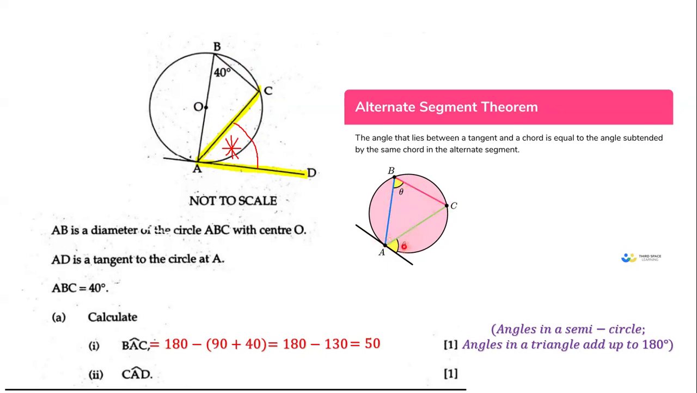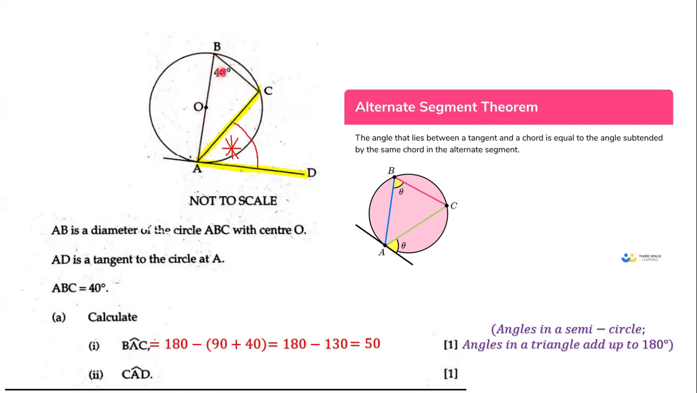So what does that mean? That means that this angle and this angle, they are equal, all right? So this angle that lies between the tangent and the chord is going to be equal to this angle that is subtended by the same chord in the alternate segment. And so if we were to go on our diagram now, we have a tangent line and we have a chord and we have an angle that is between the tangent line and the chord. And so based on the alternate segment theorem, we know that this angle right here is going to be equal to this angle because this angle is subtended by the same chord in the alternate segment.